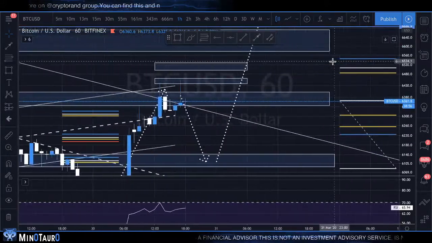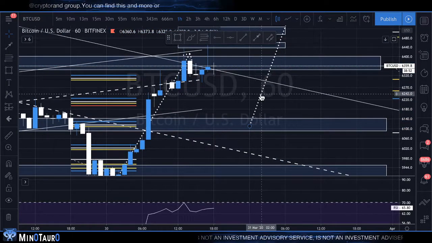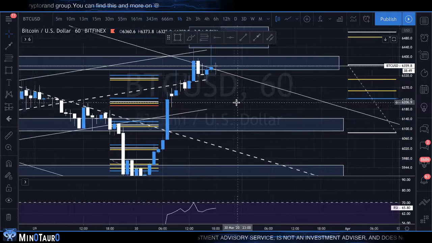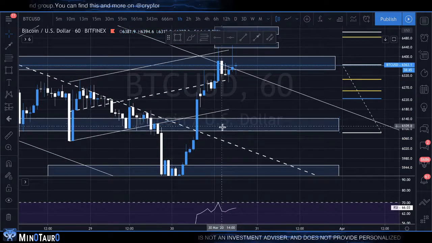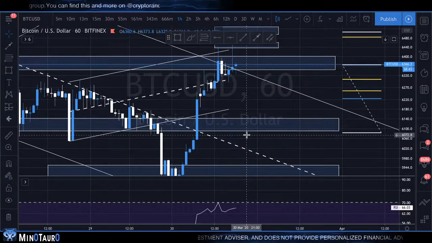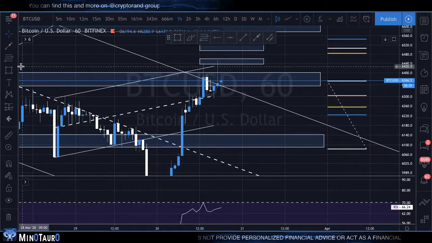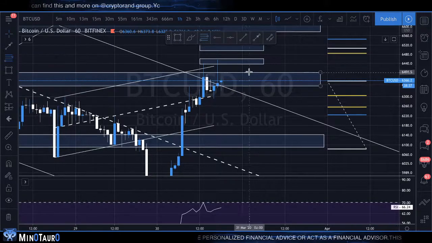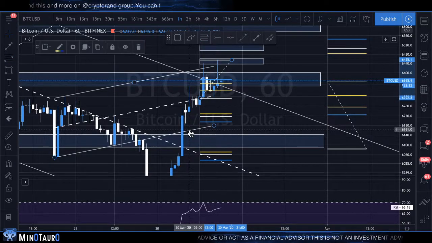Instead, if we can't stay over the border of the downtrend channel, we most likely are going to retrace right now to this area, without measuring. Back to this area is possible.